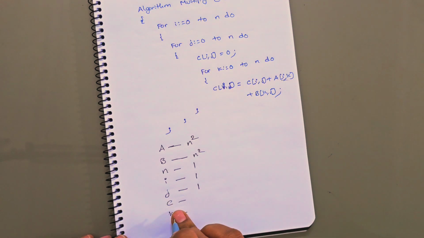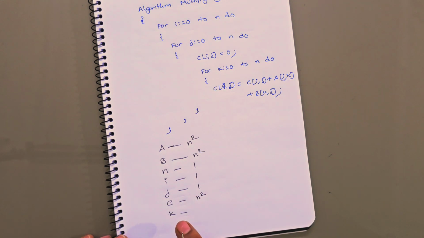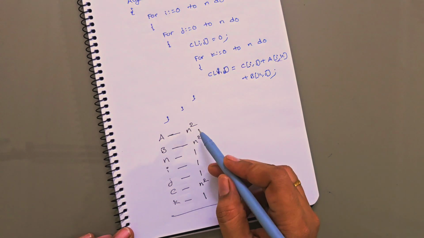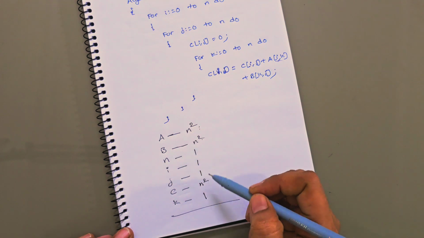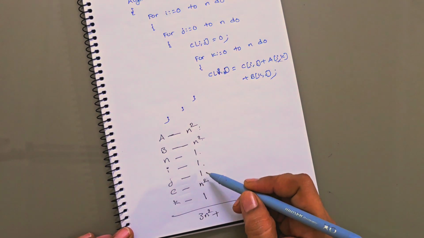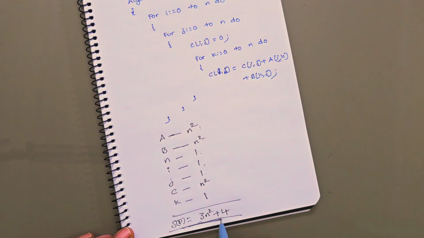C is what? Array variable. So space required by this variable is n square. K is what? Independent variable. So the space required by this variable is 1 only. So next you have to add all the words. So how many n squares we are having? 1, 2, 3. So 3n square plus 1, 2, 3, 4. 3n square plus 4. So this is the total space complexity required by this algorithm.